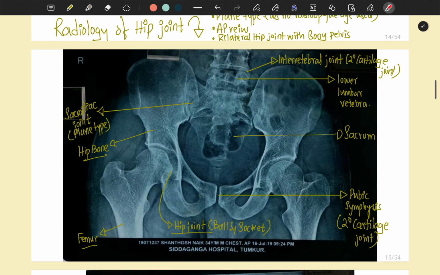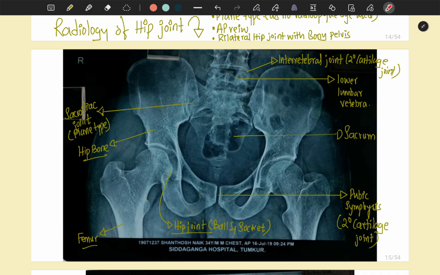The first line is called Shenton's line. This line arises from the superior border of the obturator foramen and joins the inferior border of the neck of the femur. Here, this is Shenton's line. This line should be continuous in normal people. If it is not continuous, then it indicates dislocation of the hip joint.